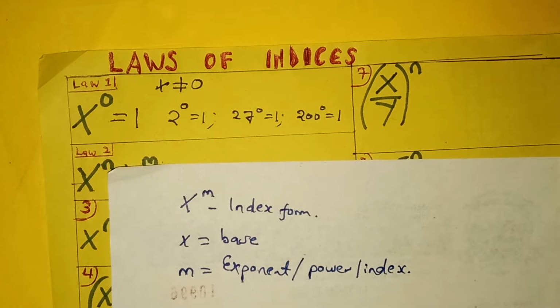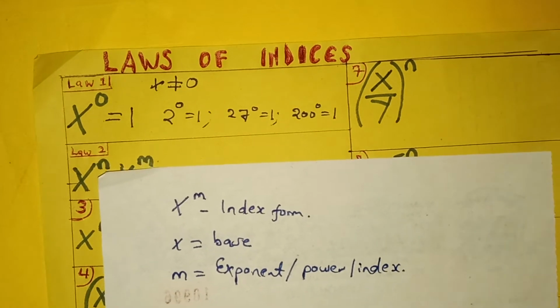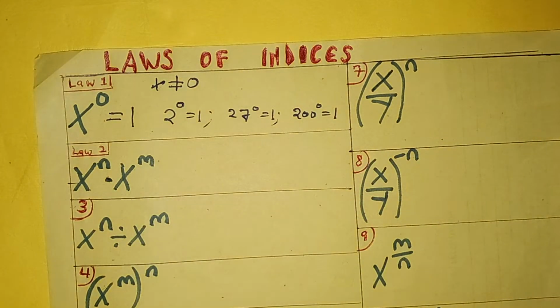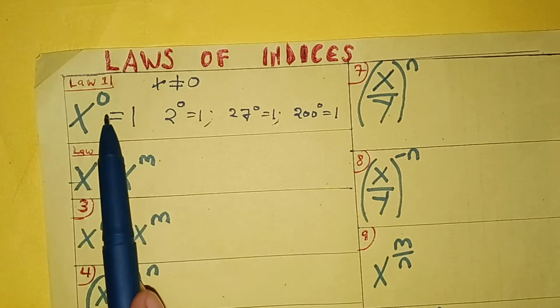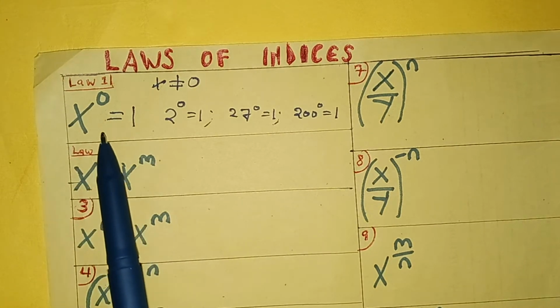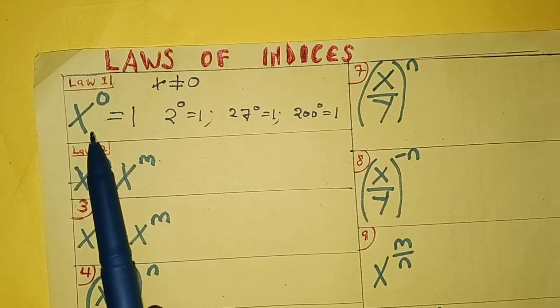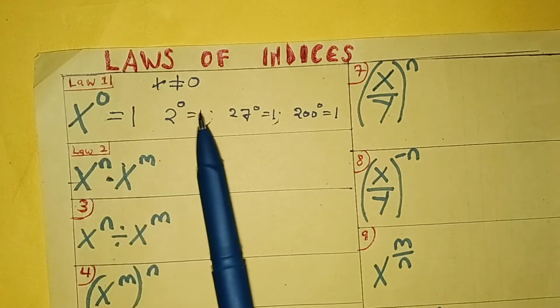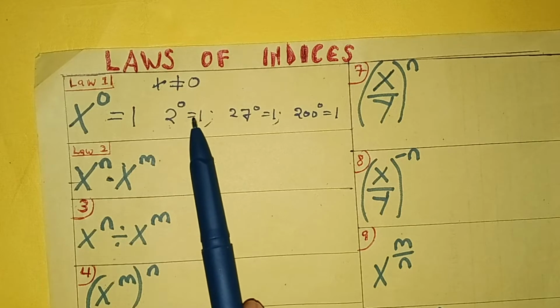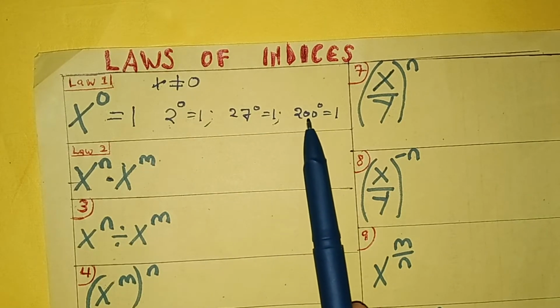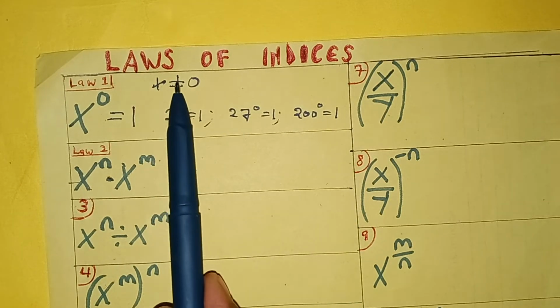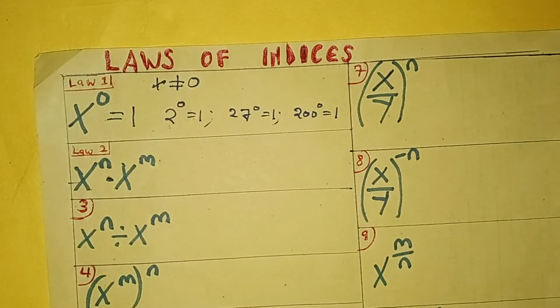Now, let us look at the first law. x power 0 is equal to 1. That means any number raised to 0 is equal to 1. For example, 2 raised to 0 is equal to 1, 27 raised to 0 is equal to 1, 200 raised to 0 is equal to 1, where x is not equal to 0.